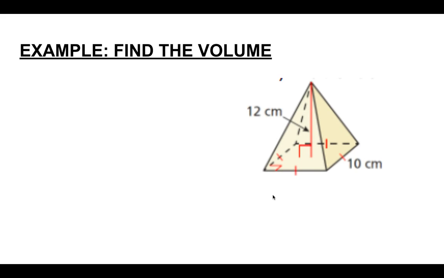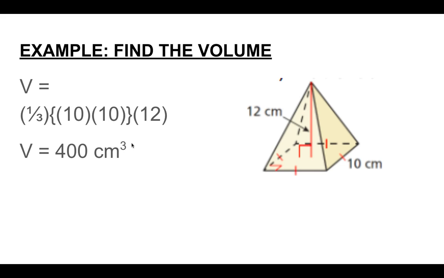Go ahead and find the volume of this pyramid. So my base shape is a square, since each side length is going to be the same, denoted by the tick marks, and the corner is 90 degrees. So I'm going to find the area of the square, multiply that by the height of my pyramid, and then multiply that by 1/3. So 10 times 10, my area of my base, times the height, times 1/3. That gives me 400 centimeters cubed.